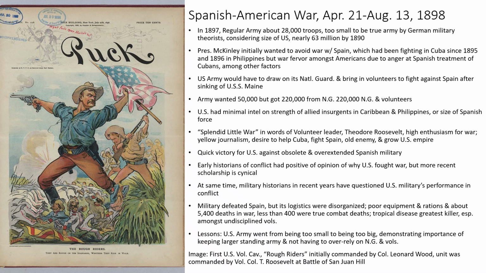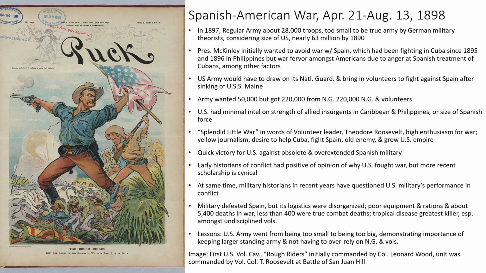German military theorists at the time argued that this is too small for there to be considered a true army based on how large the United States was. The U.S. had 63 million people in 1890, but they only had 28,000 troops.